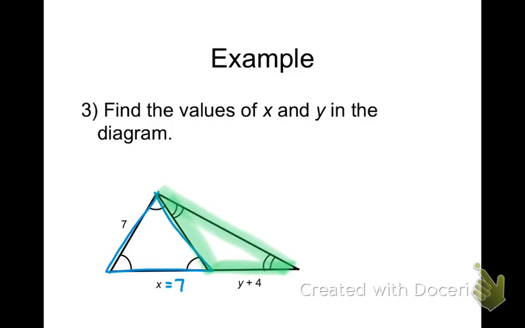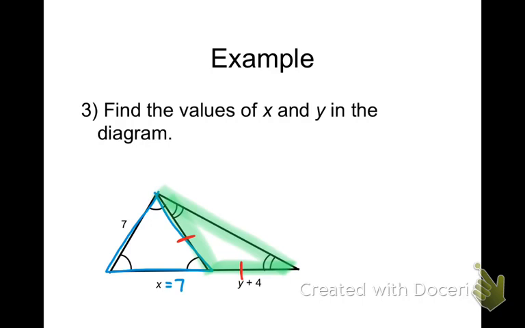We have two congruent angles, which means we're going to have two congruent sides. Where are the two congruent sides going to be? Opposite this angle, this side is going to be congruent to the side opposite this angle, which gets us to that side. So this is y plus 4.